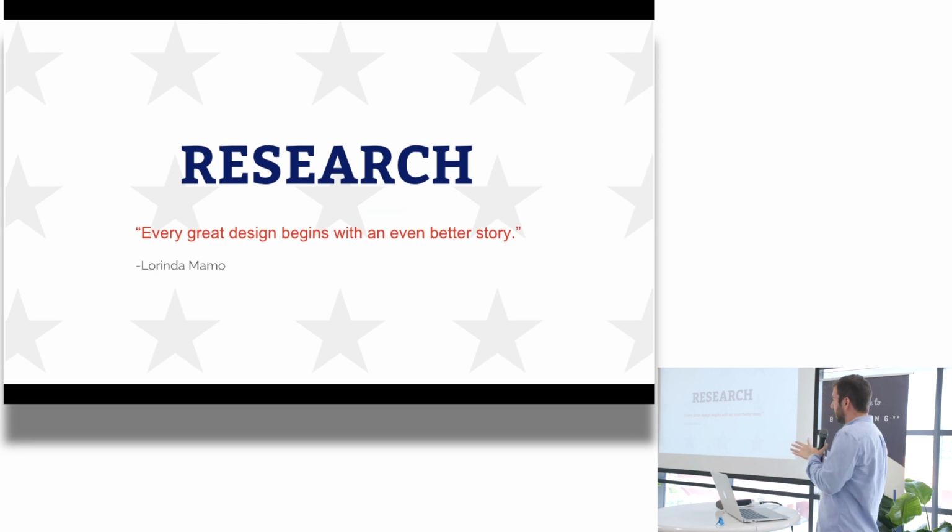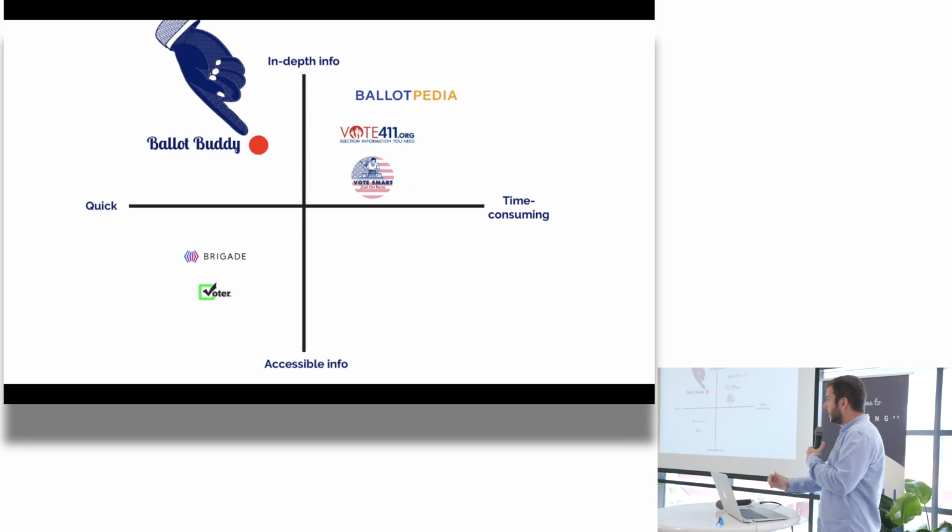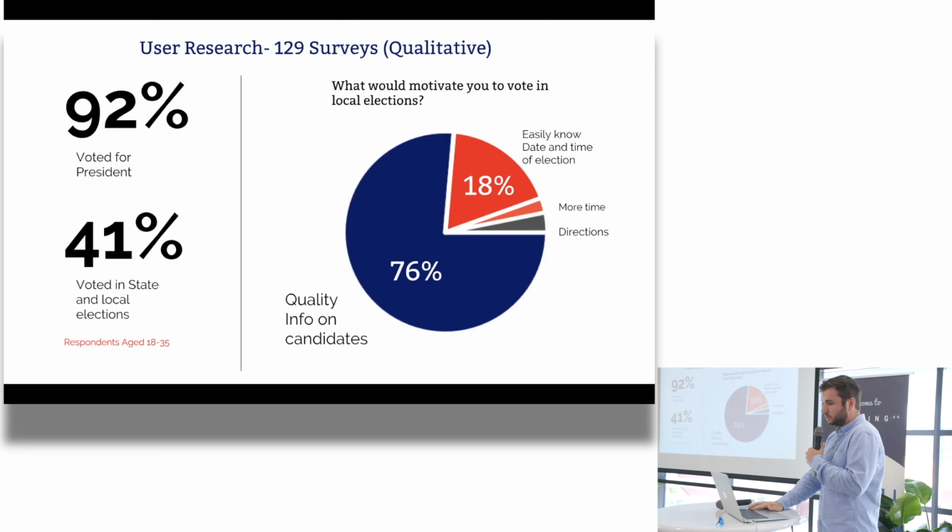So this is the UX side of things. Research. Everything I did was drawn from this research, and it's pretty much the most important part of the process in UX design. So I took a look at the competitors, and there's a gap in quick but in-depth information. There are some really good resources out there, but they're dated and they're not that great to use.